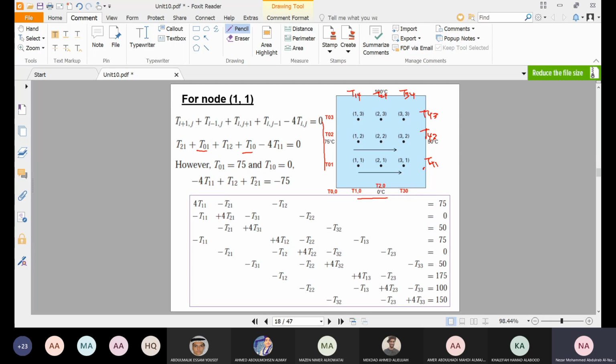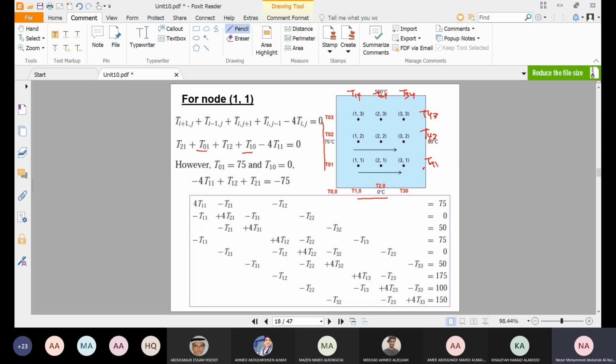After that, we apply this equation on all the nodes inside this plate. After that, we get this matrix of equations. It's not actually easy. It's dependent on the number of the nodes. If we have, for example, 3 by 3, in this case, we have 9 equations, so you need to solve these 9 equations by using any elimination techniques. If it is 2 by 2, you will get 4 equations, so a little bit easy.